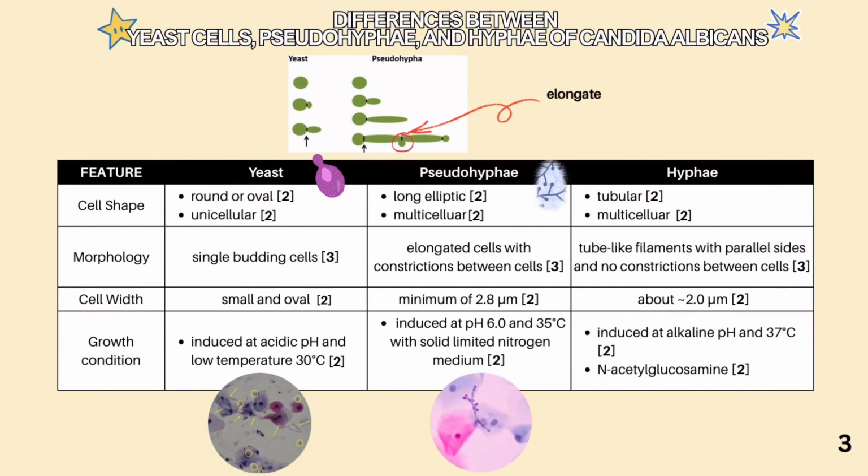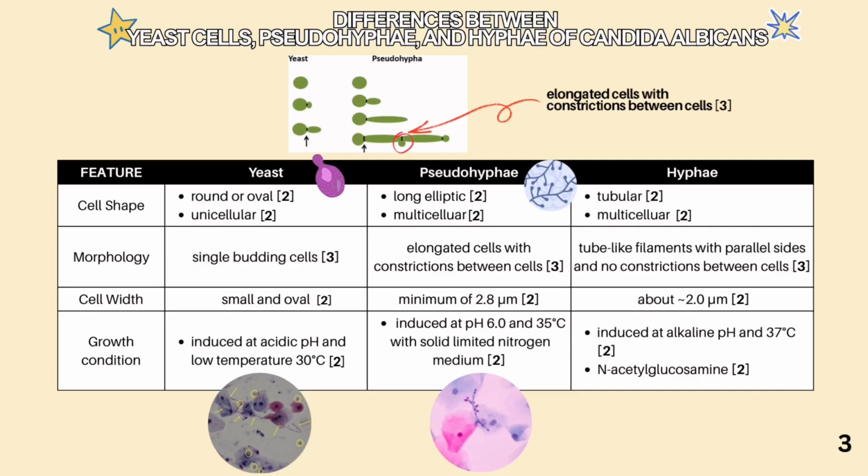The pseudohyphae form is a long-elliptic and multicellular organism, consists of elongated cells that remain attached after budding with constriction between adjacent cells because the daughter bud remains attached to the mother cells after budding and forming a septa with a minimum of 2.8 micrometer in size.